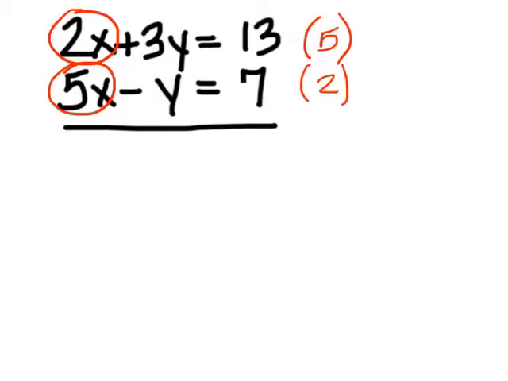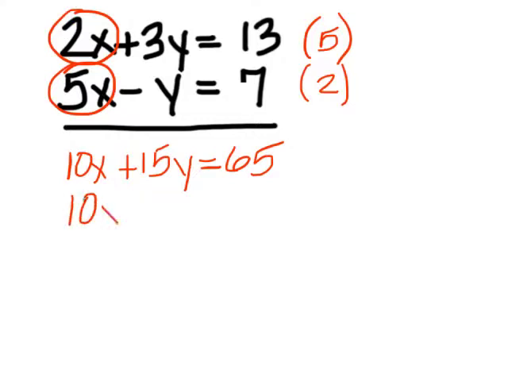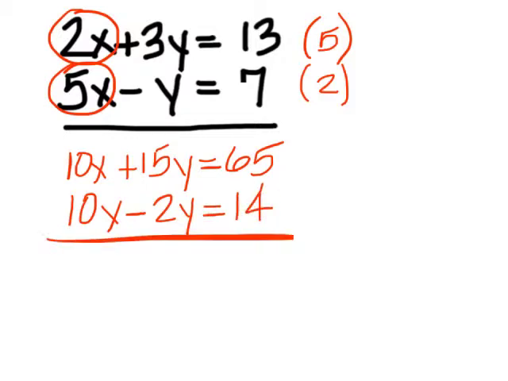When you multiply the top equation by 5, you get 10x plus 15y equals 65. When you multiply the bottom equation by 2, you get 10x minus 2y equals 14. Now you have two 10x's. They're both positive. What you want to do is get rid of them, either by adding or subtracting. If I add the two equations together, what do I get if I add 10x and 10x? 20x, so it's still there.